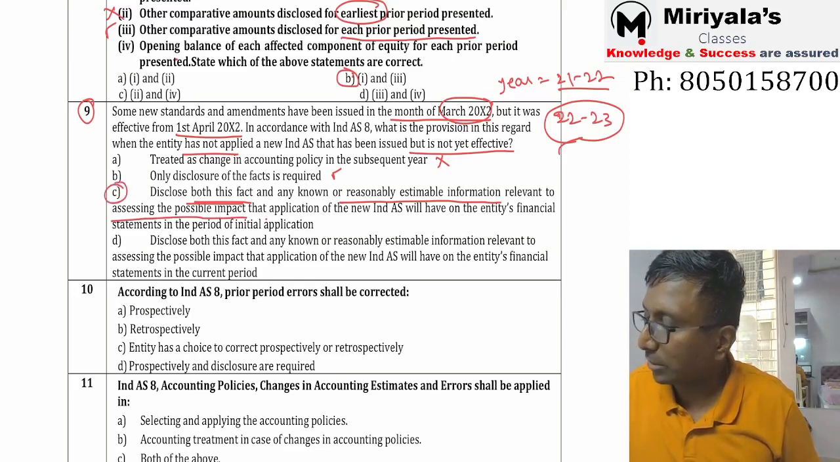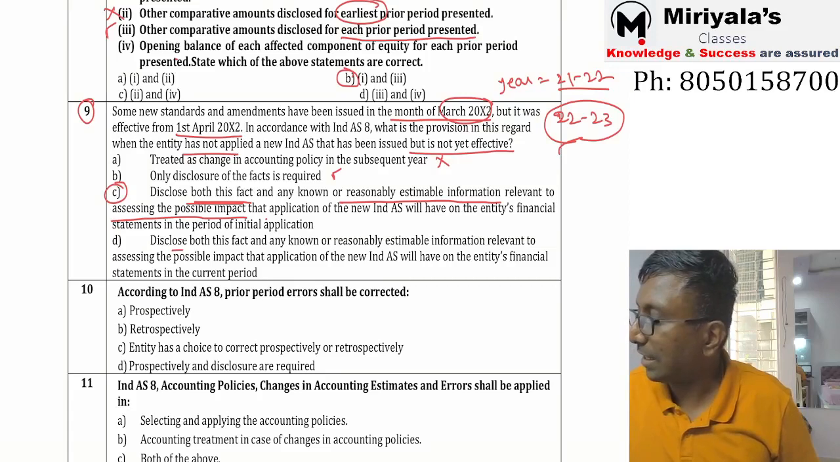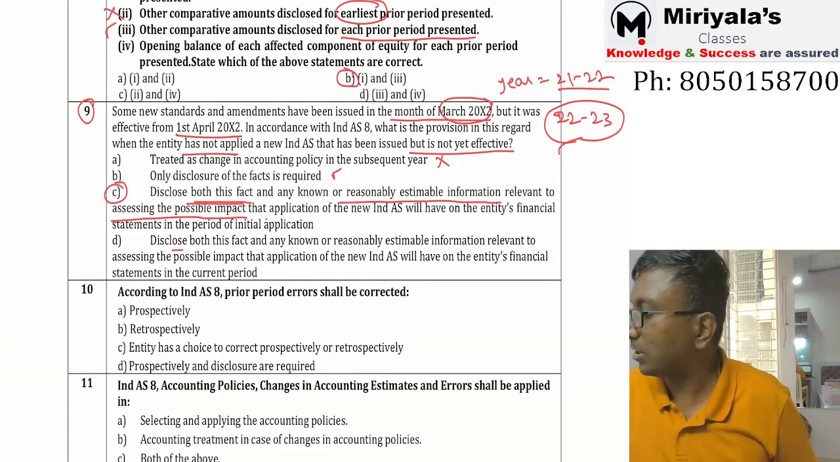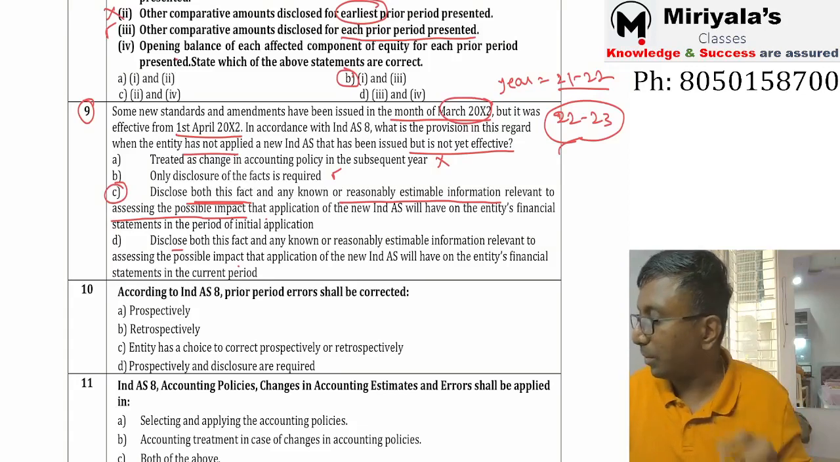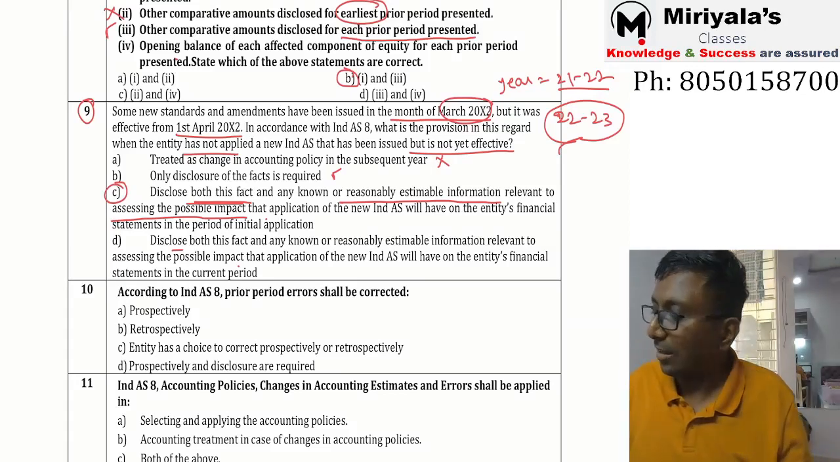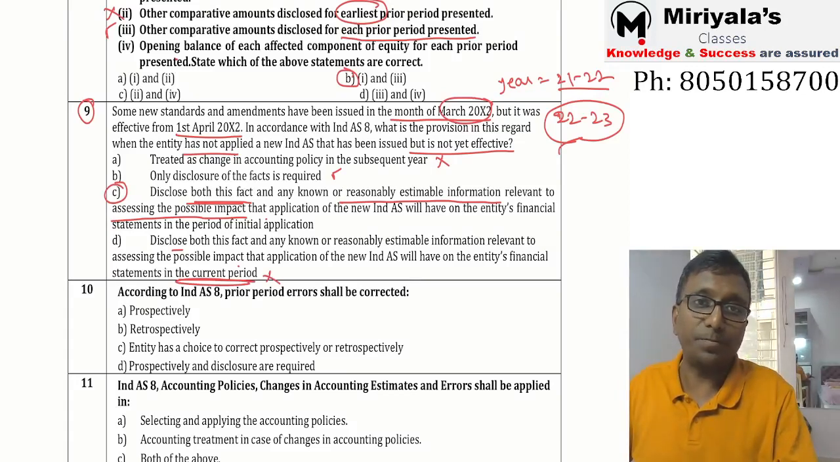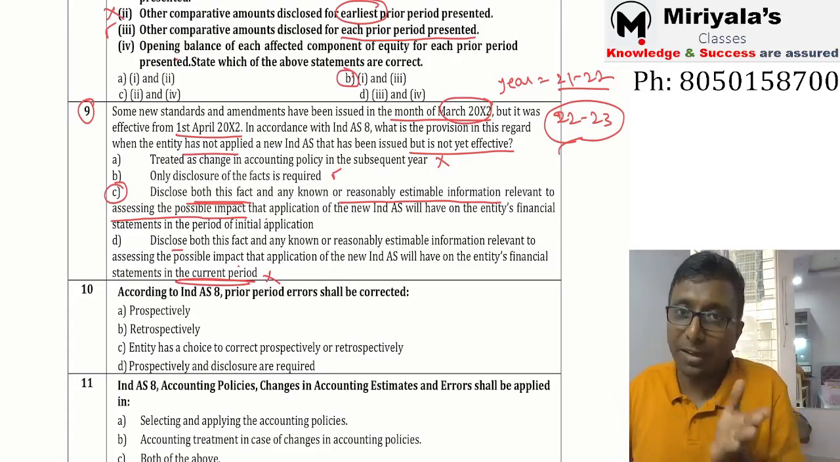This is more correct. Still, I read the fourth one: disclose both the facts and any known or reasonably estimated information relevant to assessing the possible impact that application of the new Ind AS will have on the entity's financial information in the current period. It is not on the current period actually. This is what is going to have impact in the future.